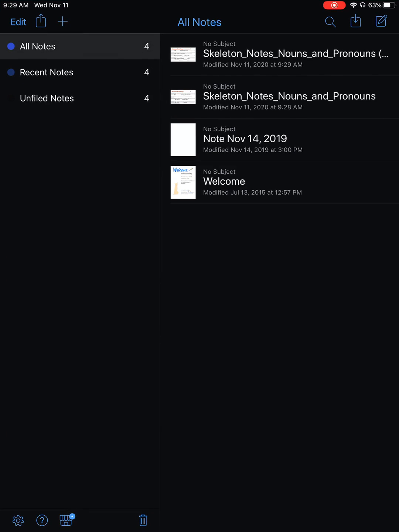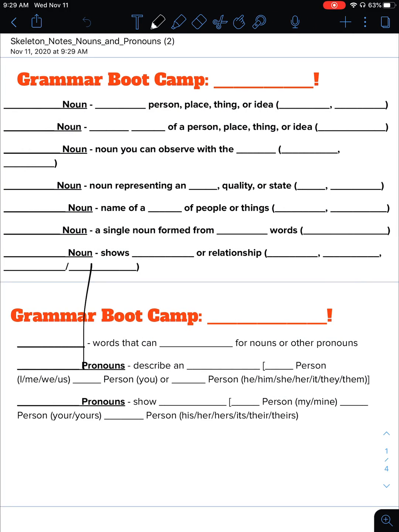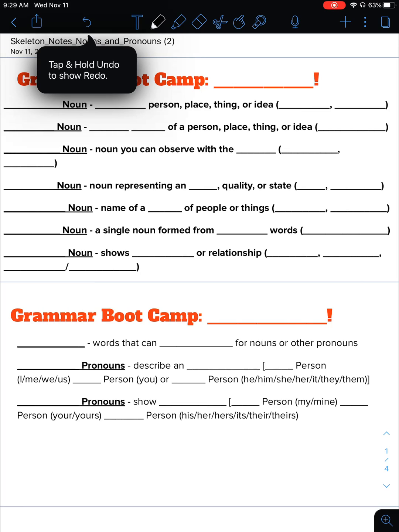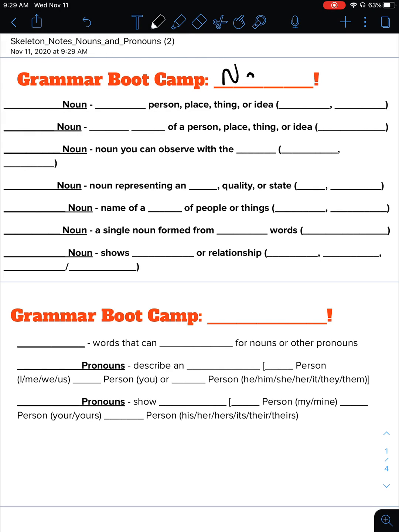Then let's talk about grammar in general. Starting with grammar bootcamp, that first one is nouns. So, nouns, let's start with the different types of nouns. And when we're talking about the different types of nouns, we have about 7 different types of nouns that we want to talk about.